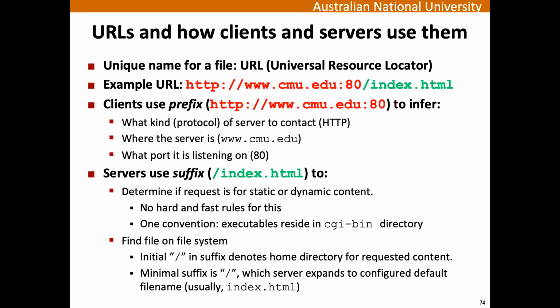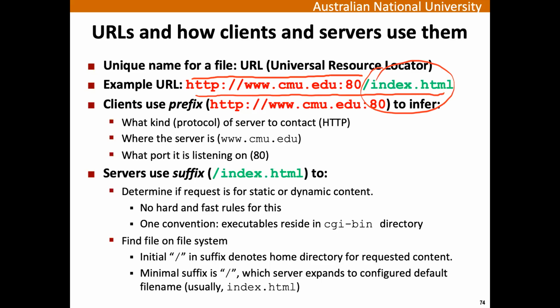So when this communication takes place, here is a URL that the clients use to inform the server what they are looking for. There's a portion of the URL that specifies the IP address, the host name, and the port, and then the server uses the rest of the information to find the specific file the client is looking for.